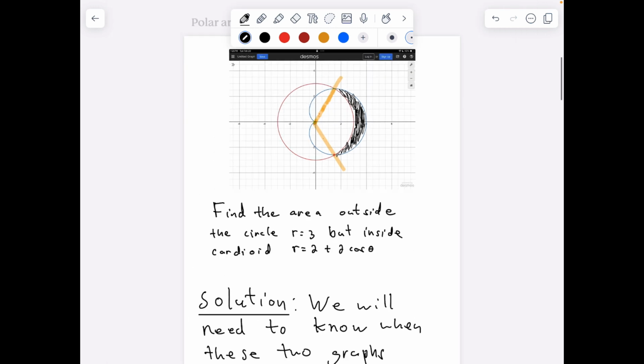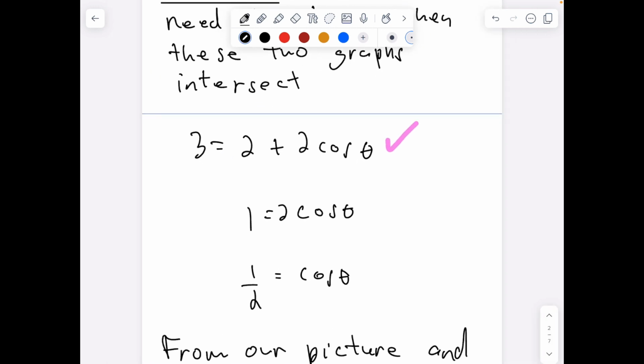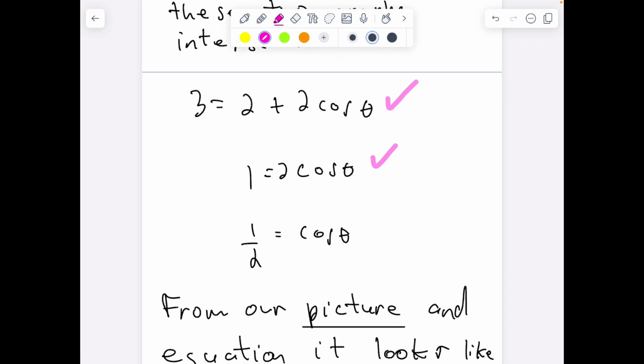And how do I figure that out? Well, you're just going to set them equal to each other like I have here, where we have 3 equals 2 plus 2 cosine theta. And go ahead and solve for that. You would get 1 equals 2 cosine theta, and one more step is cosine theta equals 1/2. If you look at the unit circle, there are multiple answers for this: pi over 3, 5 pi over 3, minus pi over 3, etc. There are infinitely many. We only need a couple though.